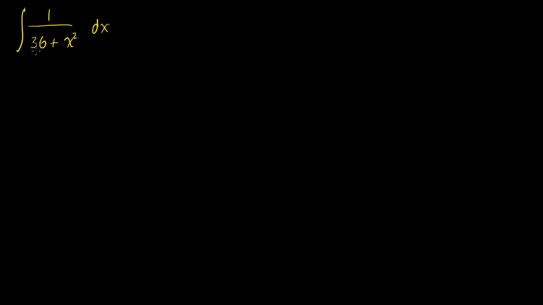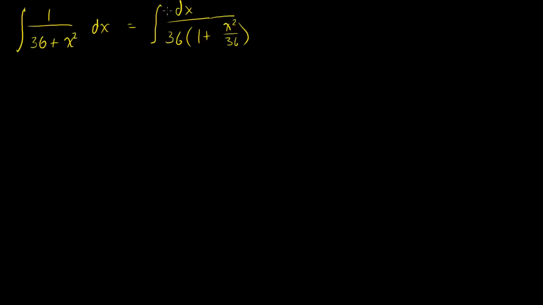So the first thing I always do, and this is just the way my brain works, I can see this is a constant plus something squared, which tells me I should use a trigonometric identity. But I always like it in terms of 1 plus something squared. So I'm just going to rewrite my integral, with the dx in the numerator, as the integral of dx over 36 times 1 plus x squared over 36. That's another way to write my integral.